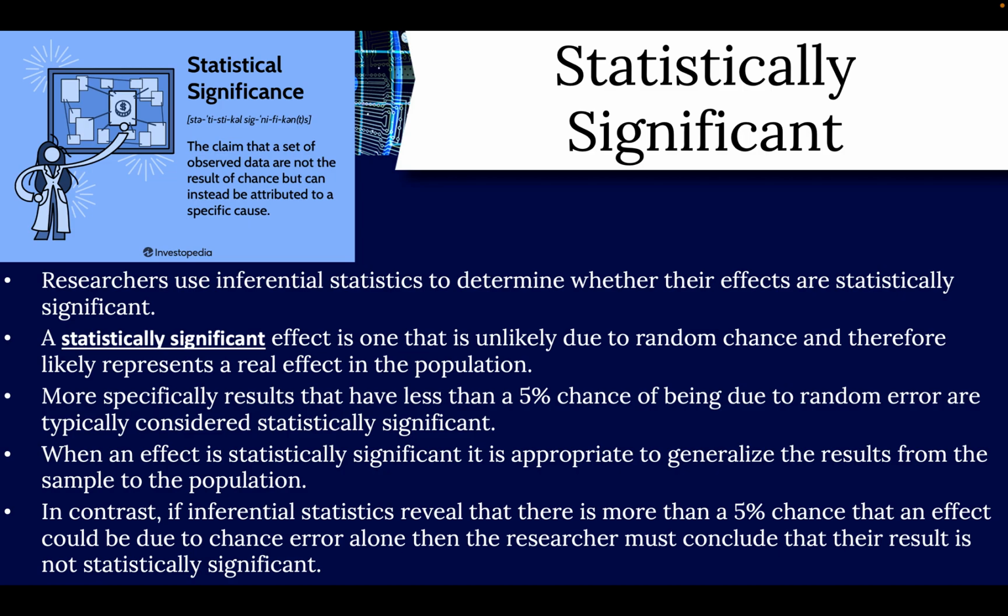Researchers use inferential statistics to determine whether their effects are statistically significant. A statistically significant effect is one that is unlikely due to random chance and therefore likely represents a real effect in the population. Remember that correlation coefficient when we got a zero? That's statistically insignificant. In other words, significance is a larger number. And we have to determine what that number potentially has to be in order to be statistically significant. This gets really interesting when you're starting to do original research, because you have to decide how strong your number has to be in order to be statistically significant.